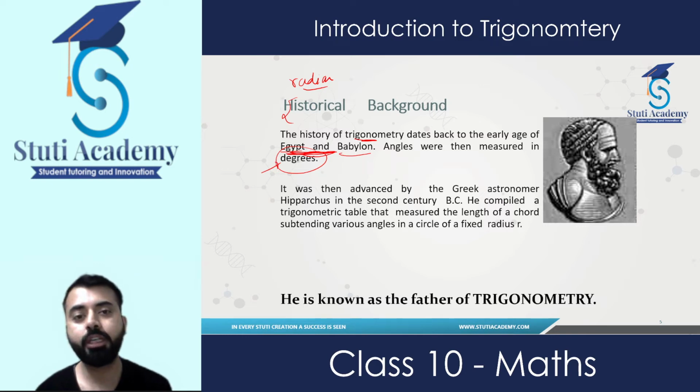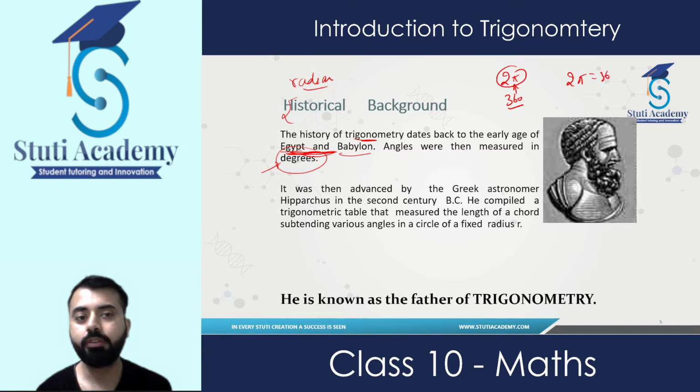You guys remember I told you, or somebody would have told you. If you haven't, then just wait for the area related to circle. I will be telling you this. The central angle of a circle is what? It is 360, and we represent it with 2 pi. So exactly 2 pi is what?